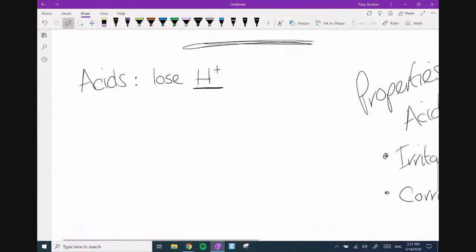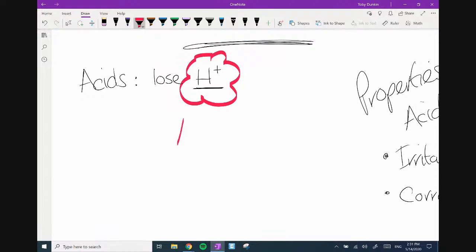So with acids, this is what I need you to do. When you see H+, you go, acid! That's what you need to think, and it needs to be like that in your head. You need to hear my horrendous screams. When you see that in your exam, you just go, oh my God, that's an acid.